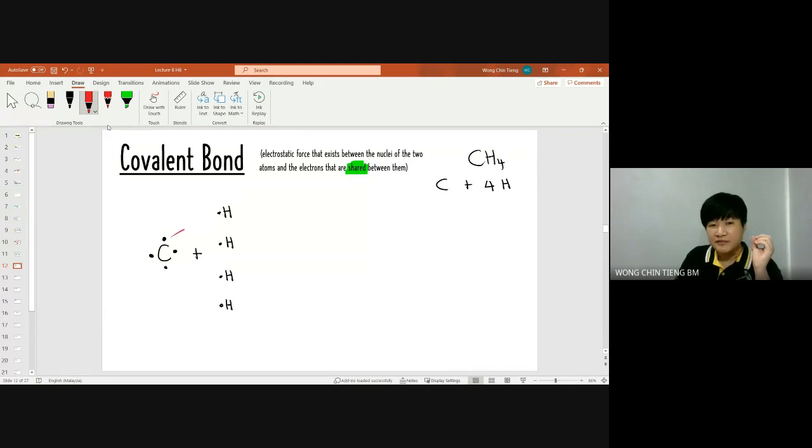Okay, biggest difference, look at here. Masih daripada elektron kepada elektron, tapi teruk.